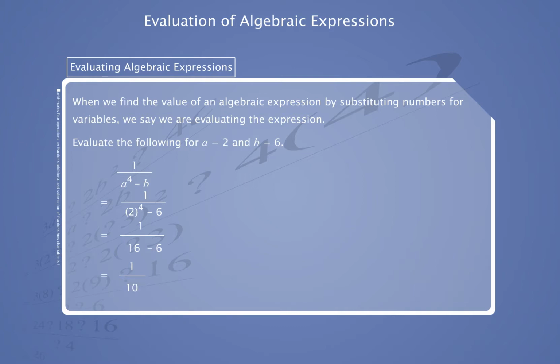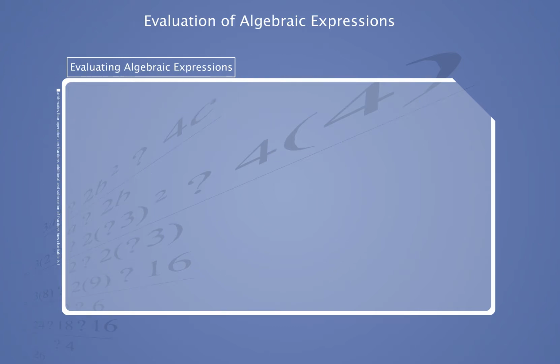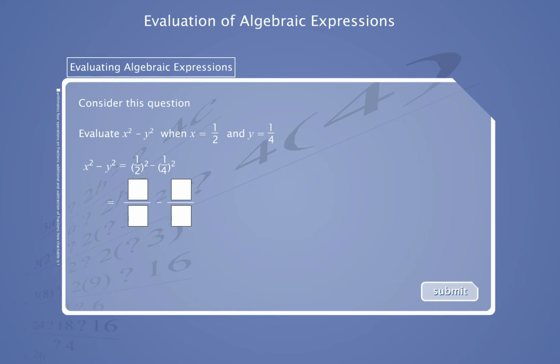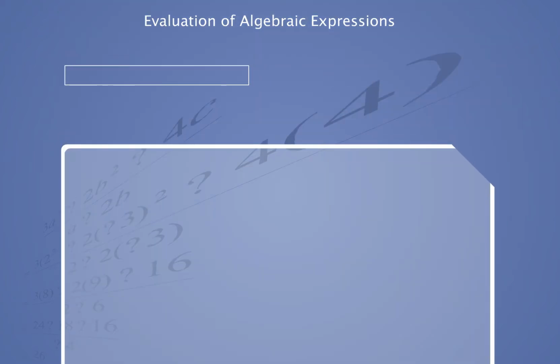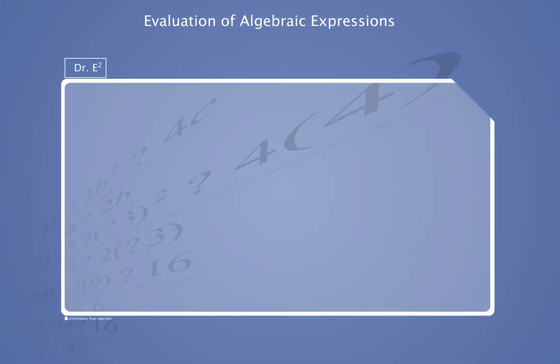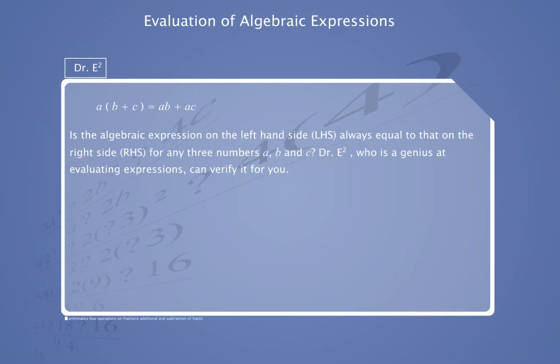Things get more complicated when the variables are fractions. Consider this question. Can you fill in the boxes? Is the algebraic expression on the left-hand side, LHS, always equal to that on the right-hand side, RHS, for any 3 numbers A, B, and C?